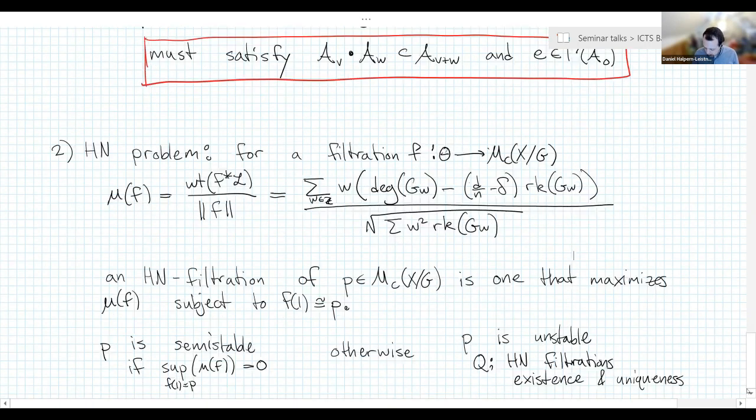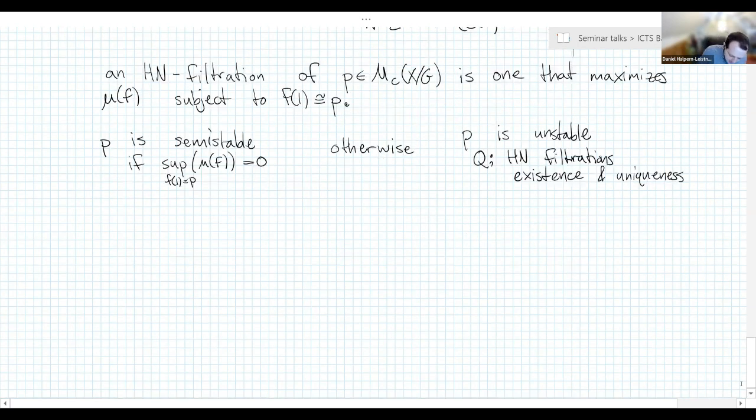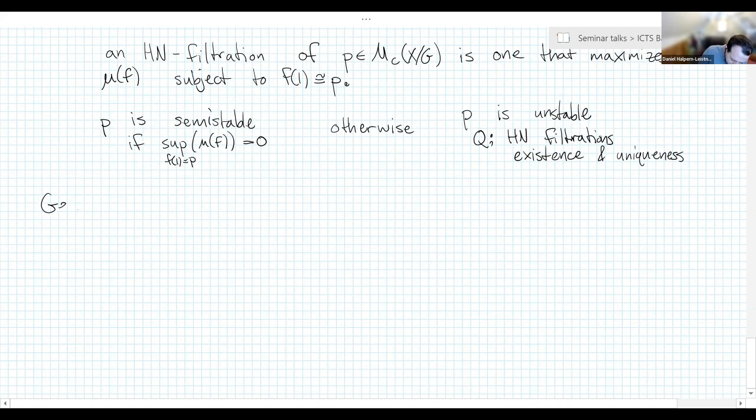So basically the general theory gives you conditions, gives you basically two criteria. These two criteria for a numerical invariant of this kind.